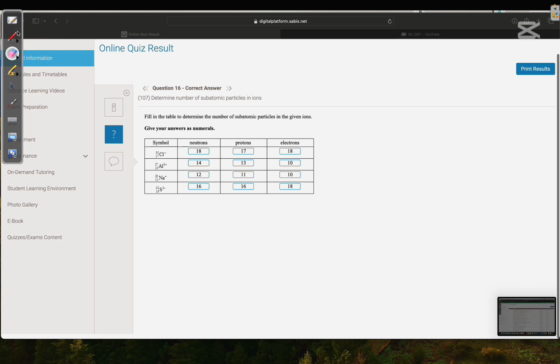Okay, S 2 minus, 16 and 32. There will be 16 protons because the Z is 16. There will be 16 neutrons because if we do 32 minus 16 to get the neutrons, we get 16. And then to get the electrons, here since it's 2 minus, we do the Z, which is 16, plus 2, which is 18. Okay.